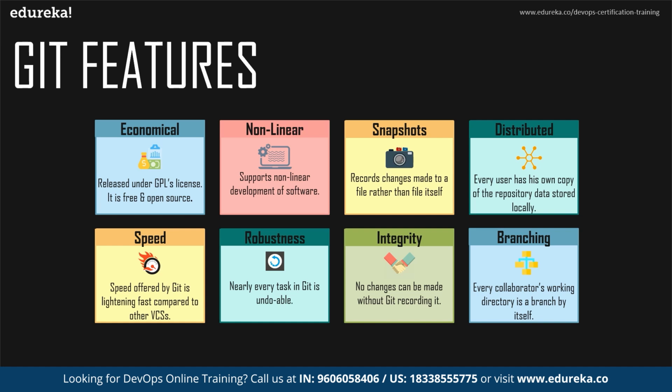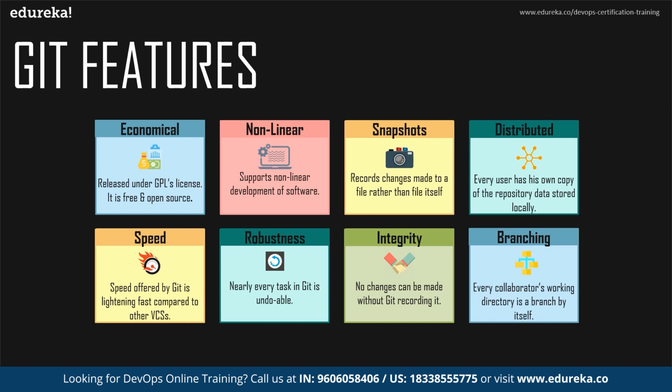Next, let's talk about the robustness. Nearly every single task in Git is undoable. Git gives each developer a local copy of the entire development history, and the changes are copied from one repository to another. These changes are imported as additional development branches and can be merged, deleted, and recovered the same way as a locally developed branch.